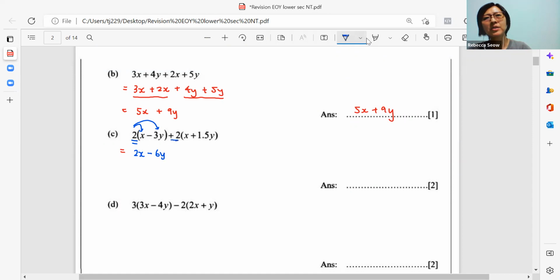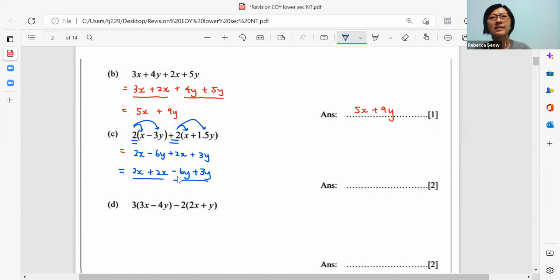Then next we multiply positive 2 into each of the terms within the second bracket, and we get plus 2x plus 3y. Now you realize that this part of the question looks something like the previous question, right? Four terms. So now to move on, we rearrange the terms and put the like terms together. So we have 2x plus 2x minus 6y plus 3y. Like terms, like terms.